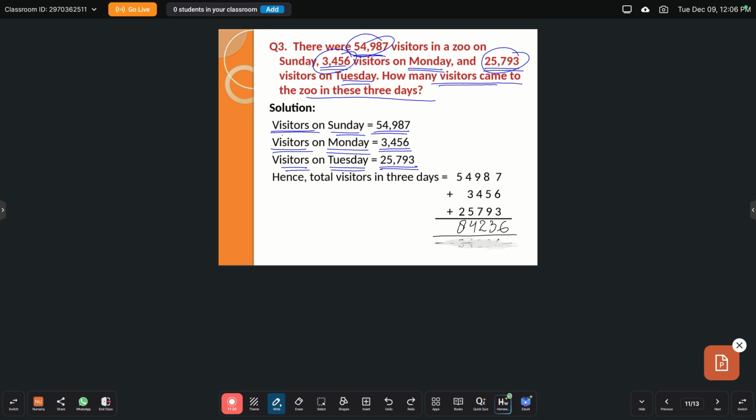We have been asked to find the total number of visitors. It means that we will use addition in this question. Okay, so to find the total number of visitors in 3 days, what will we do? We will add the number of visitors who came to zoo in these 3 days. So we will write down this number first. It's 54,987. First of all, you will write down their places: ones, tens, hundreds, thousands, and then 10,000s.